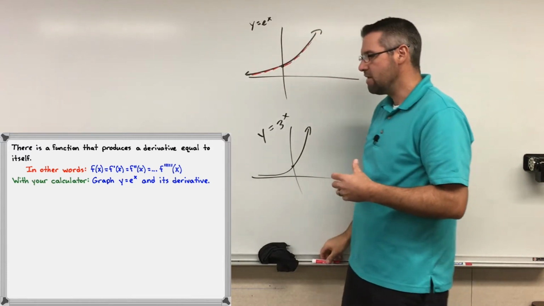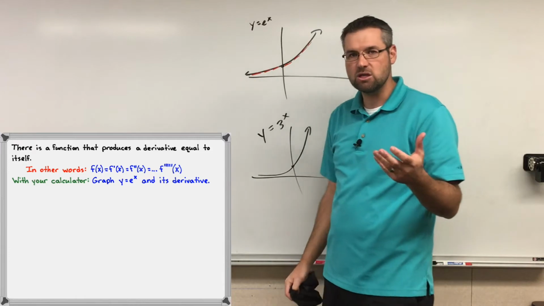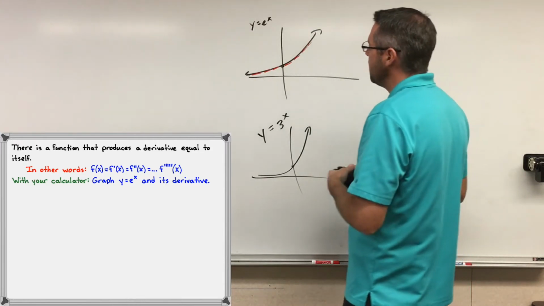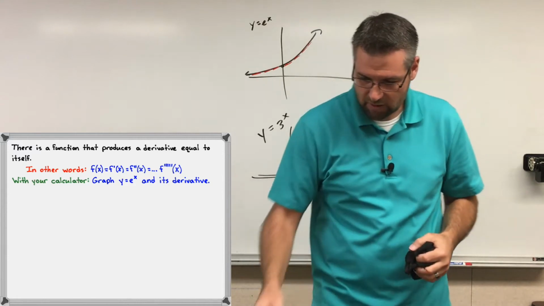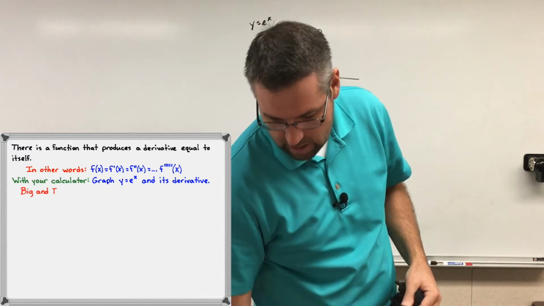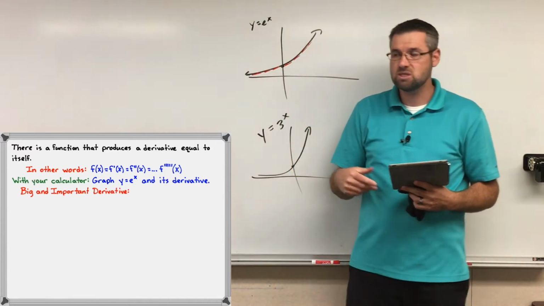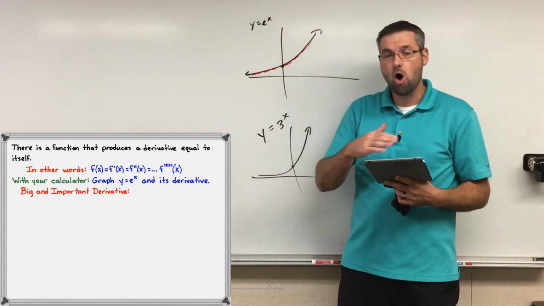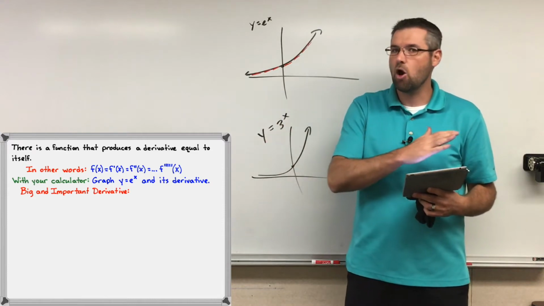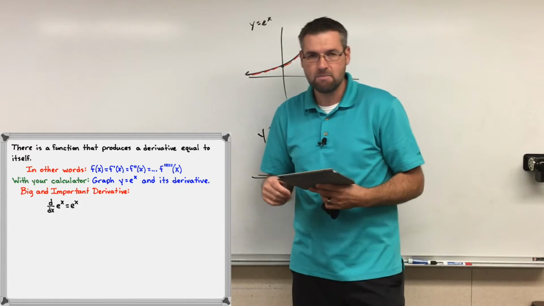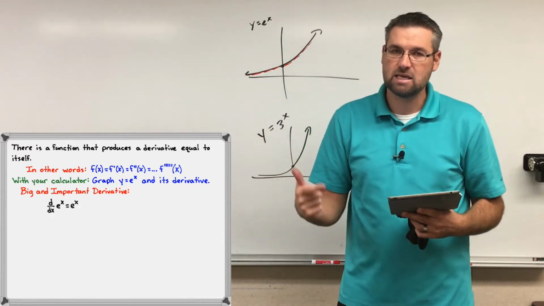It makes sense that the derivative of an exponential function is going to be directly related to itself, to the original thing. Specifically, e to the x, right? This is a big and important derivative because we build upon it when we talk about all types of exponential functions and all types of logarithmic functions. The idea of e to the x. The derivative of e to the x is e to the x.